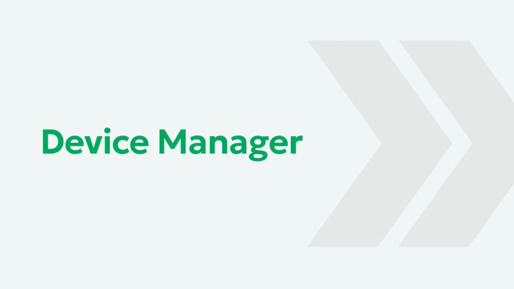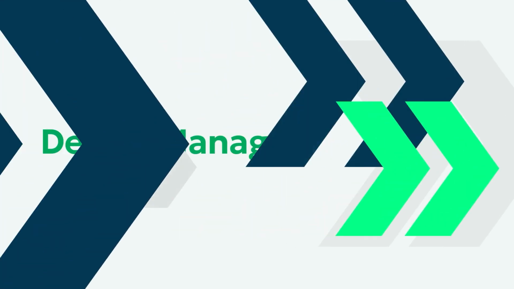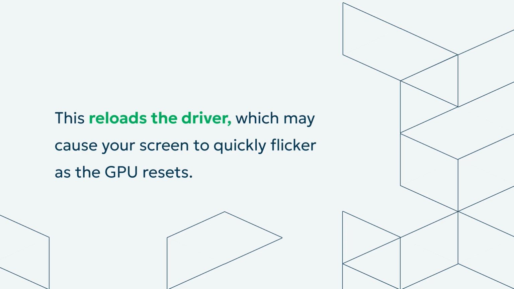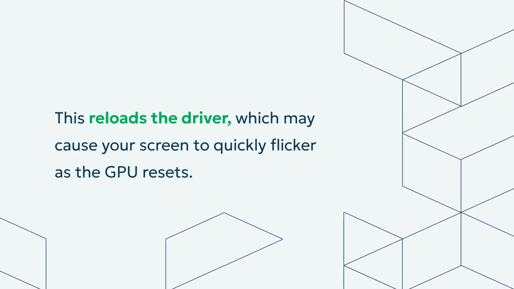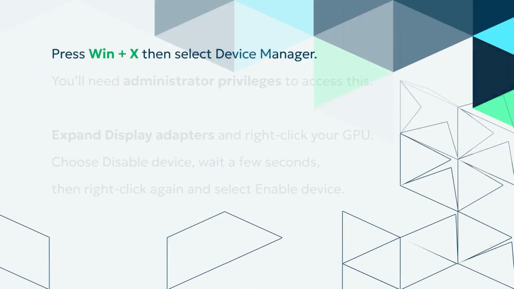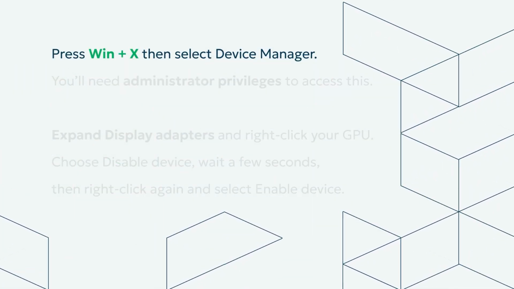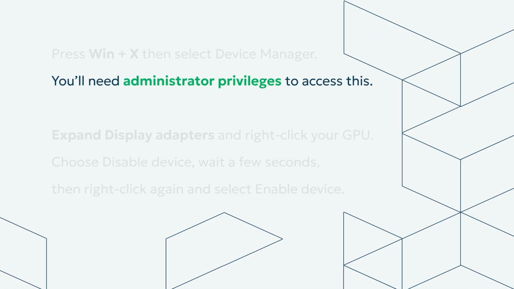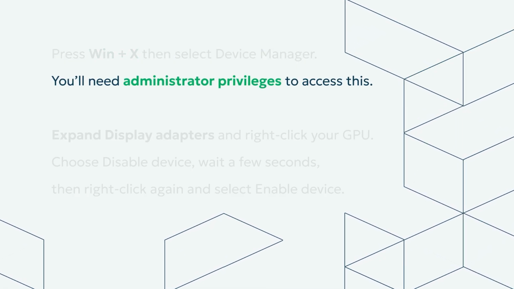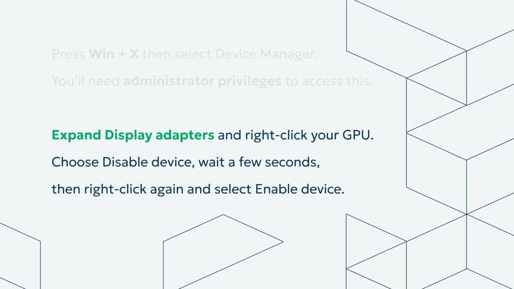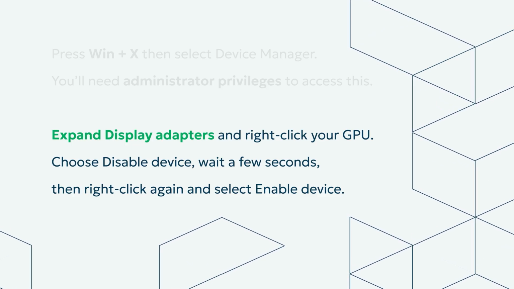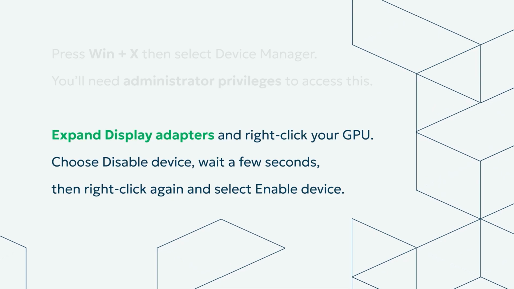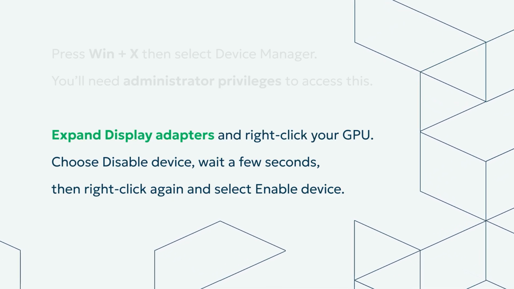If the shortcut fails, use Device Manager. This reloads the driver, which may cause your screen to quickly flicker as the GPU resets. Press Win plus X, then select Device Manager. You'll need administrator privileges to access this. Expand display adapters and right-click your GPU. Choose Disable Device. Wait a few seconds, then right-click again and select Enable Device.